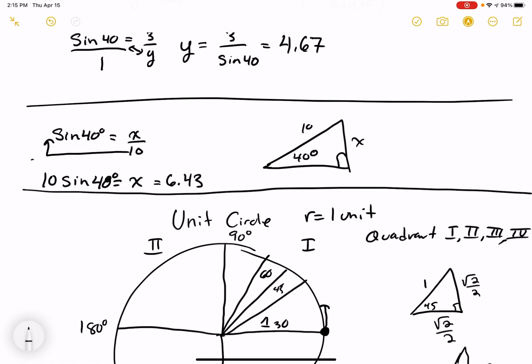And that rounds to 6.43. Moving the 10 over there is essentially multiplying both sides by 10. So I'm not breaking any rules here, not creating any new ones. I'm just making it a little bit easier. Okay?